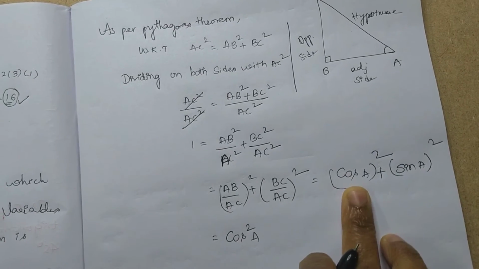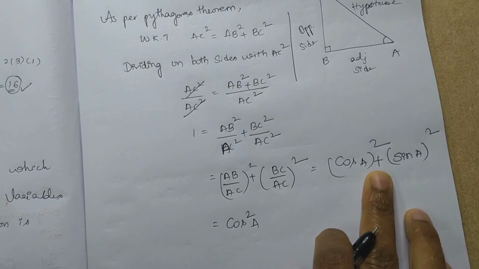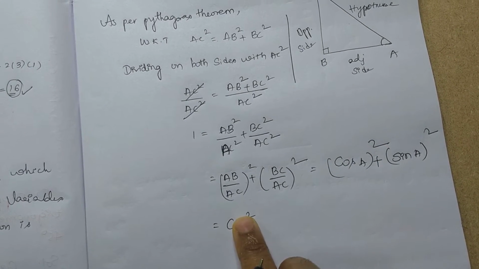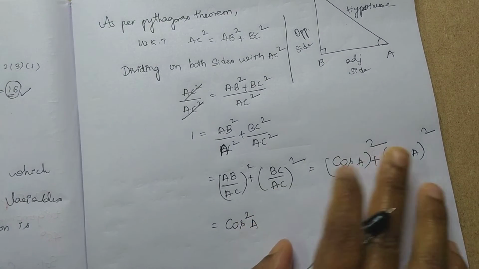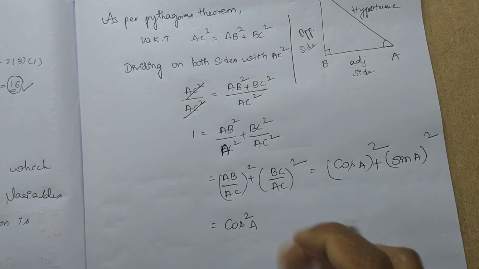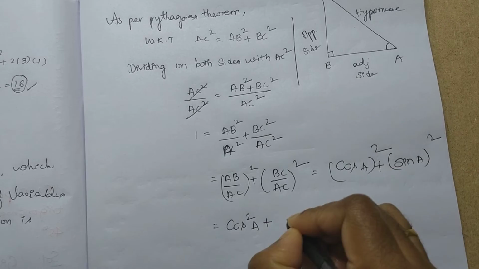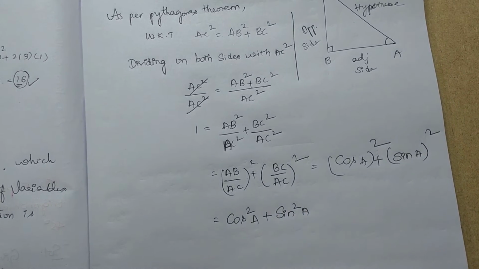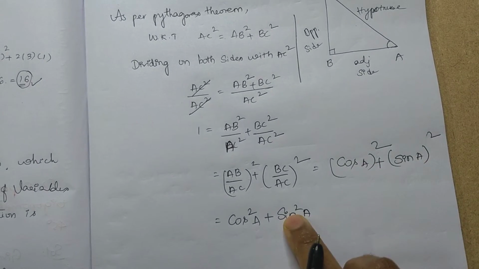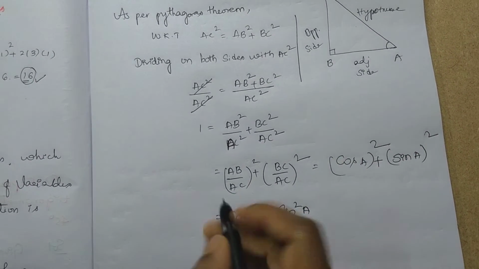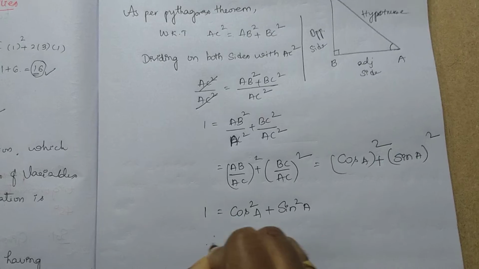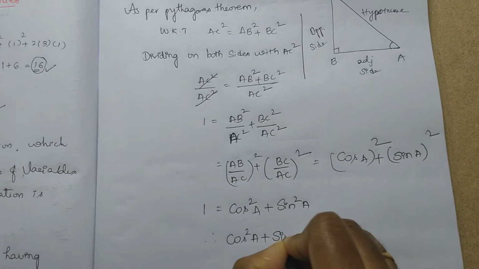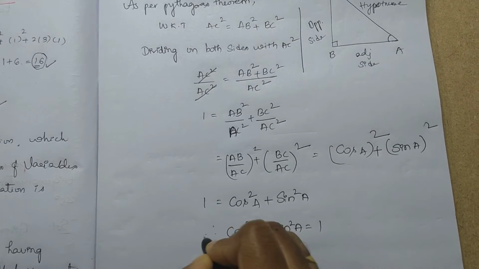In trigonometry, when cos A whole square is there, you have to write it as cos square A only, not cos A square. Clear? So cos square A, and the same for sin square A. So we write this as cos square A plus sin square A, which equals 1. So this is the trigonometric identity. What is the trigonometric identity here? Cos square A plus sin square A equals 1.